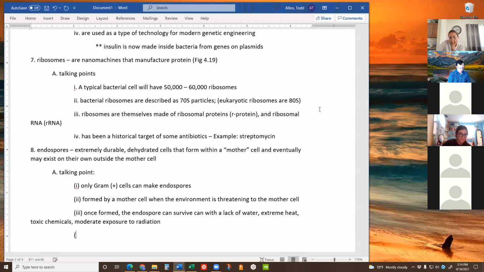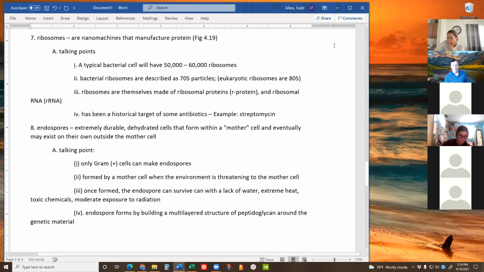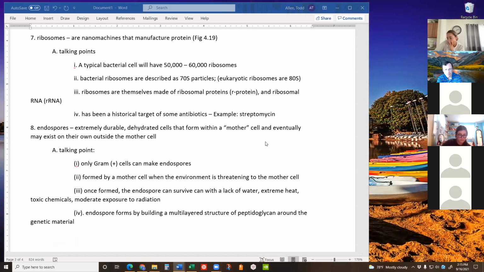So let me mention this here, right? The endospore forms by building a multi-layered structure of peptidoglycan around the genetic material. Kit asks, are they the tardigrades of the prokaryotic cell world? I think that would be an appropriate analogy, Kit. Yes, they are pretty tough. Okay.